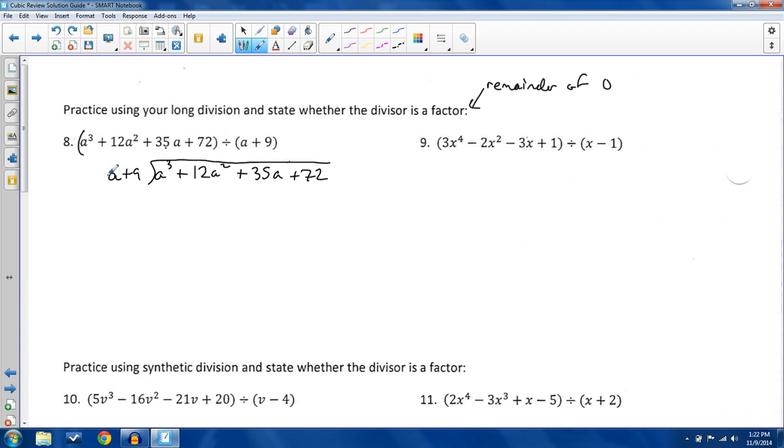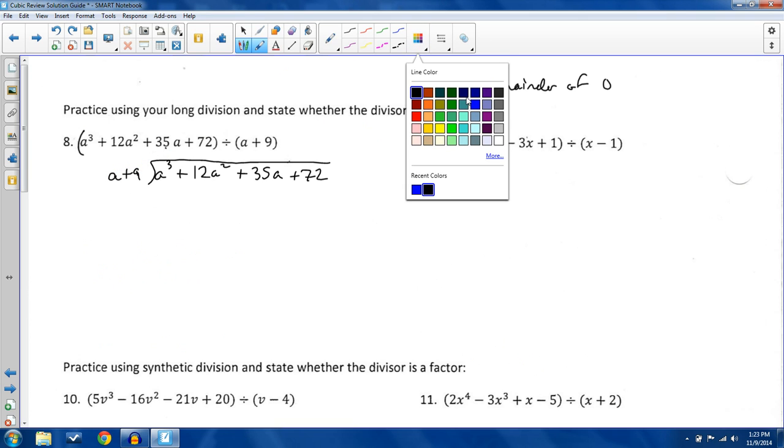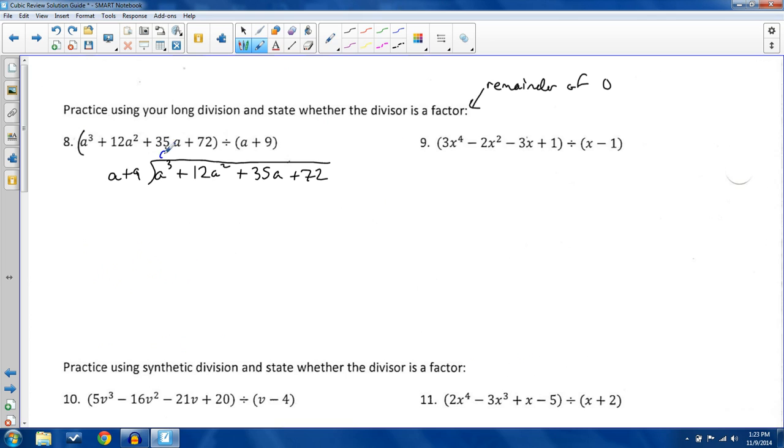I'm always looking at the most complex term right here, and I'm always going to compare my a to these guys here. The 9 will follow when I do multiplication. How many times does a go into a cubed? The answer is a squared times. You multiply a by a squared, you get a cubed. Multiply 9 by a squared, you get 9a squared. I'm going to subtract a cubed by a cubed, and I get 0. 12a squared by 9a squared, I get 3a squared.